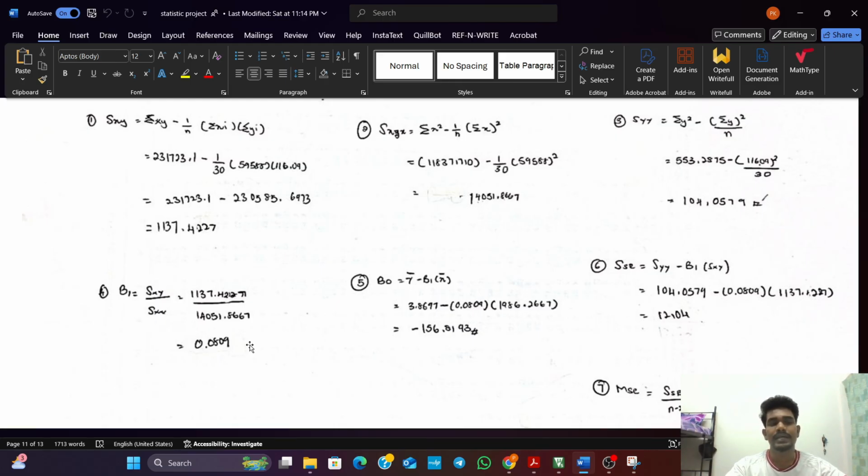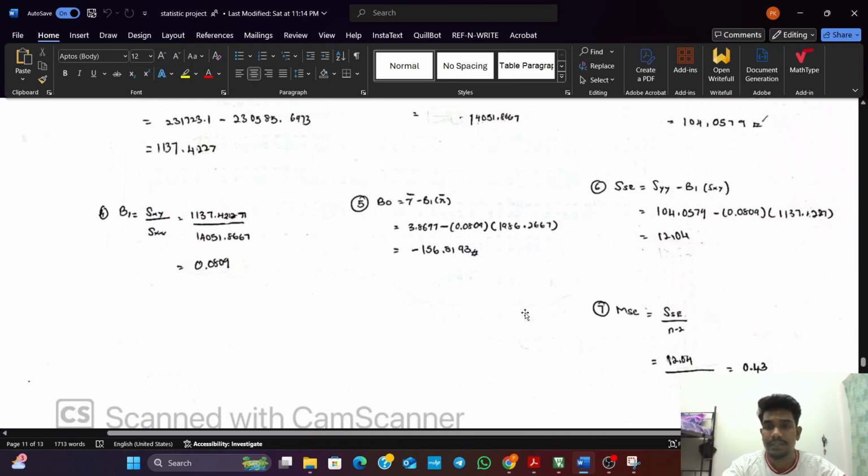Step 4, we find beta 1. The formula is SXY over SXX. So the result is 0.0809. For step 5, we find beta 0. For this we use y bar minus beta 1 multiplied with x bar. So the value is negative 156.8193.